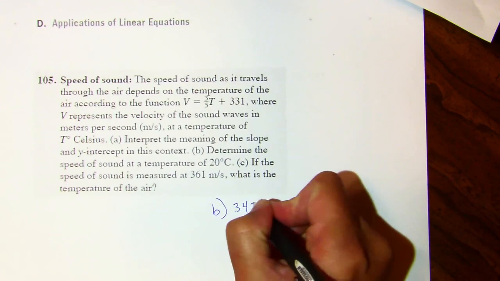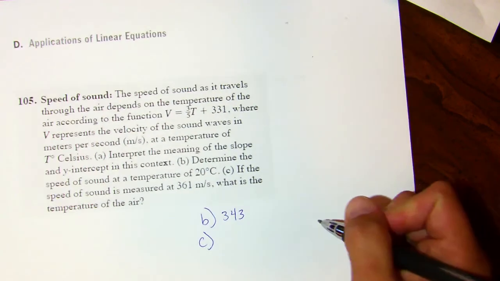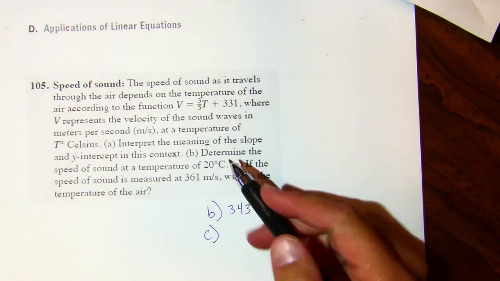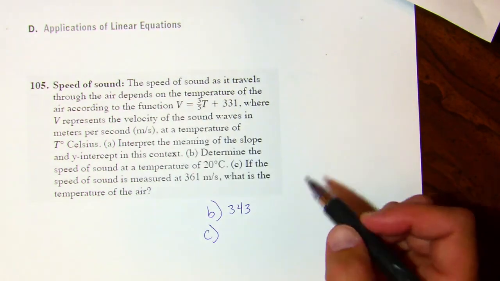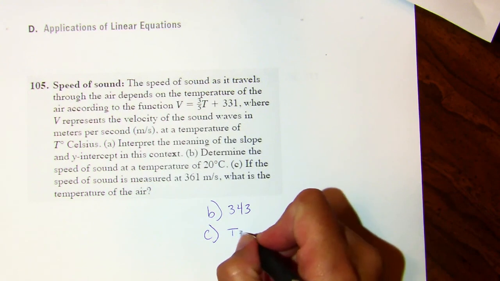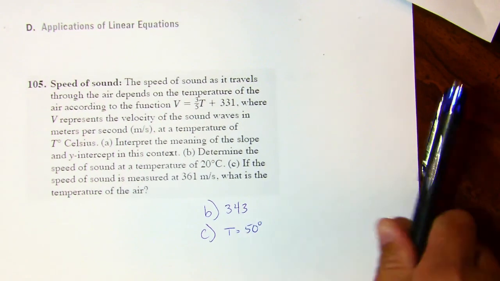You got 343. Part C says if the speed of the sound is measured at 361 meters a second, what's the temperature? So again, you're plugging in, but this time for V and solving. I hope you're able to do that sufficiently. So in this one, your temperature is going to end up equaling, I think, 50 degrees if I did it right.